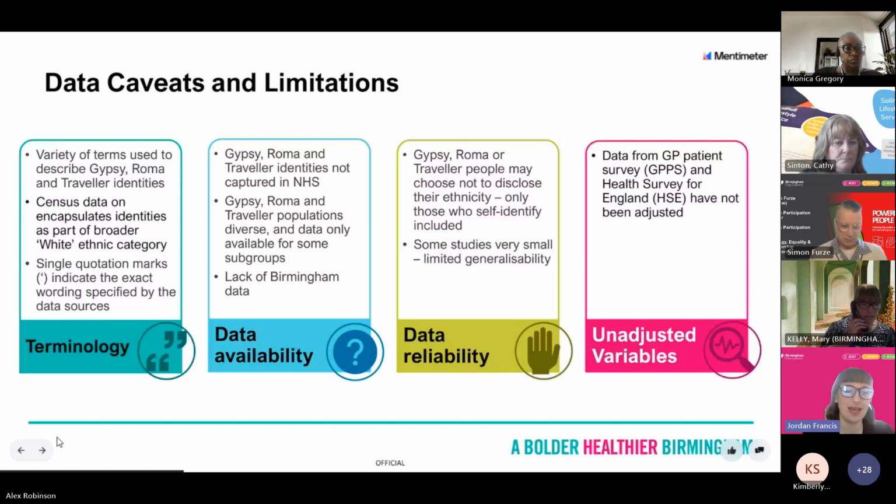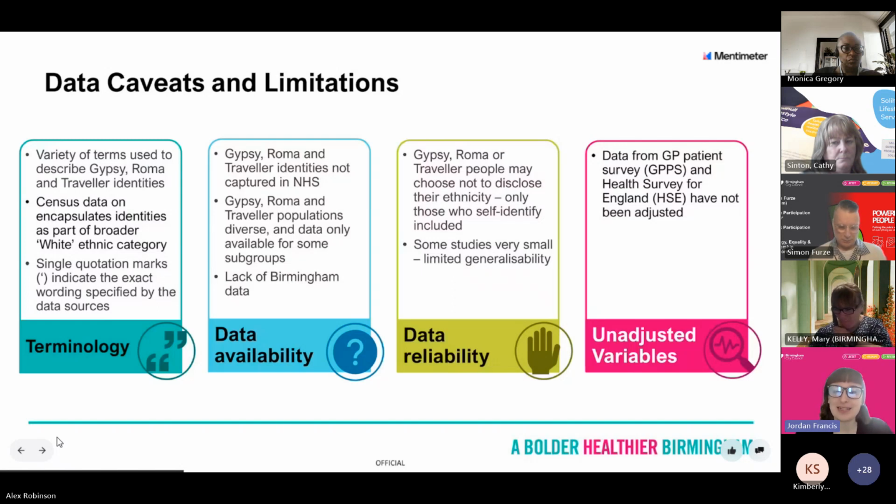So there are some huge barriers there. And as I talked about before, they're collected under that wider white ethnic group category at the minute, which may not be appropriate. Specifically in this report, we've highlighted in single quotation marks the specific wording that's been taken from those specific sources, just to make it a bit clearer, because it can be very confusing when there is such a variety of terms that are used in non-standardized formats.